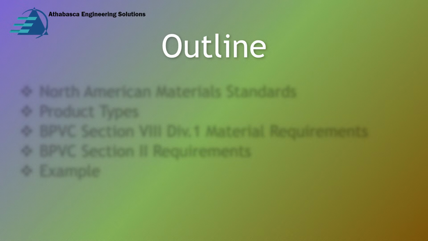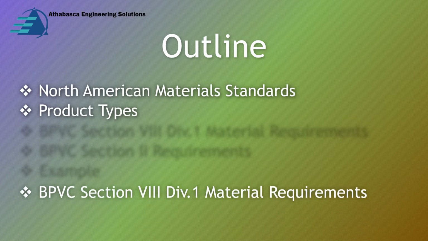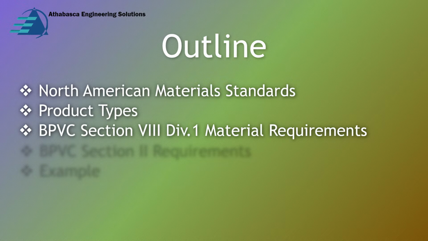So we're going to begin our outline with the North American material standards. I'm not an expert at European ones. I've seen them a little bit, but it's not my expertise. So we're going to focus on North American materials. Product types: we'll talk about how product types are important in material selection and how they relate to ASTM and ASME. Then we'll talk about the boiler pressure code, Section 8 Division 1.